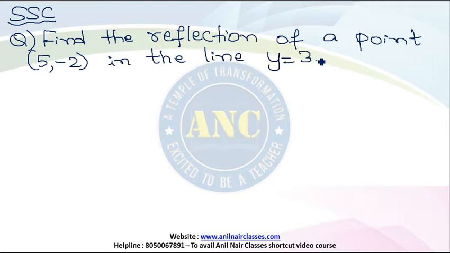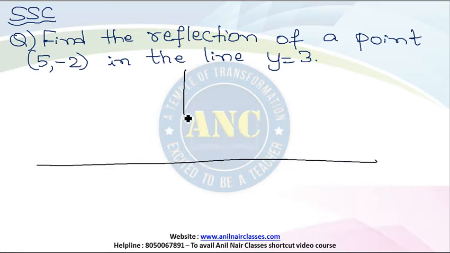Now there is a line called y is equal to 3. Y is equal to 3 means the x coordinate is not there. That means y is equal to 3 only is a line which is parallel to the x-axis. Y is equal to constant is a line parallel to the x-axis. X is equal to constant is a line parallel to the y-axis. Anyway, I will come back to that point. Do not worry. First, let me draw the coordinate axis.